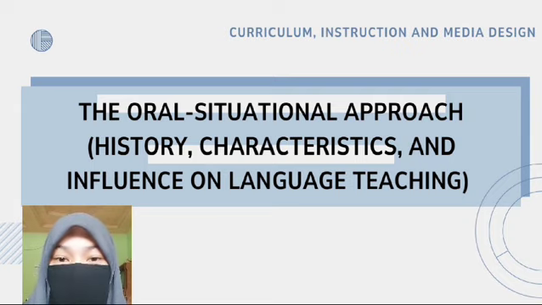We will be presenting about the oral situational approach, a language teaching method that focuses on using real-life situations to teach speaking and listening skills. Let's dive into its history, characteristics, teaching methods, and its influence on language learning.